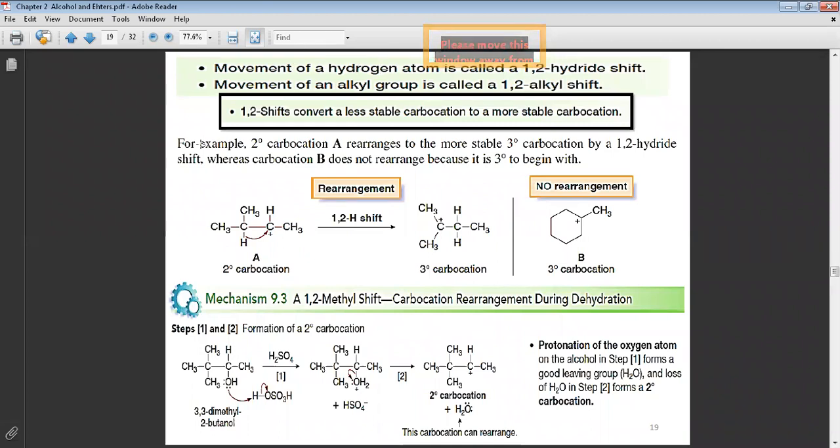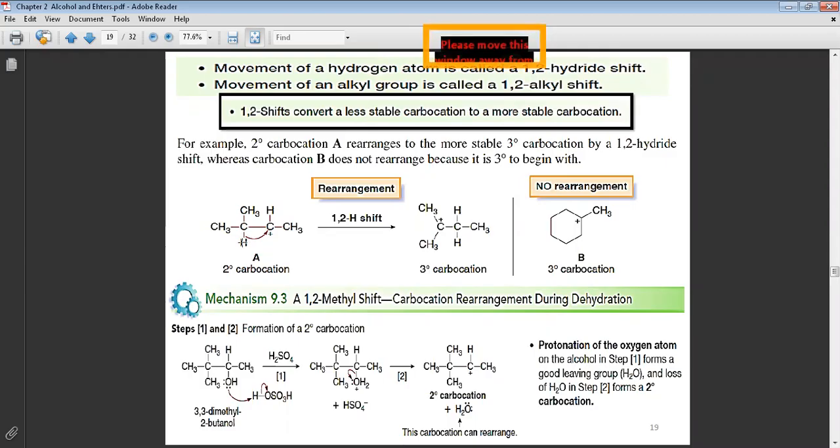Look, take this example. For example, secondary carbocation. This secondary carbocation, this A. It will be rearranged to more stable carbocation. By what? Anyone? Methyl shift or hydride shift?